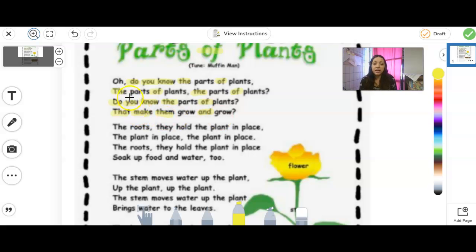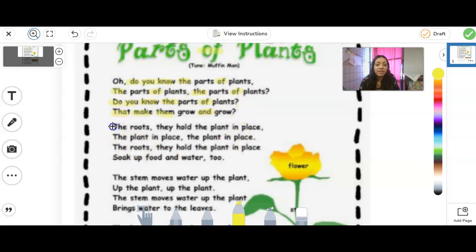Let's try that first part one more time. Oh, do you know the parts of plants? The parts of plants, the parts of plants. Do you know the parts of plants that make them grow and grow? All right, let's try the next group of sentences.